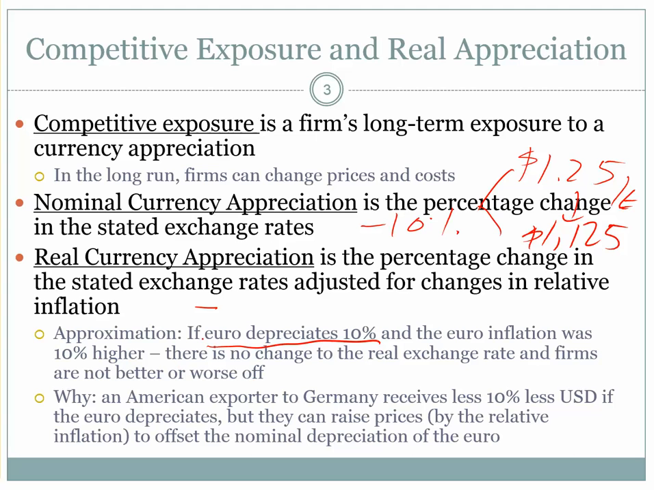However, over that period of time, euro inflation was 10% higher. What we would say is in real terms, even though the nominal change was down 10%, the euro had an additional 10% inflation, so we'd say that there's approximately a zero real change in the currency. So real exchange rate changes are nominal changes adjusted for inflation.